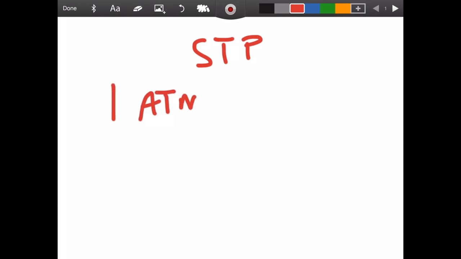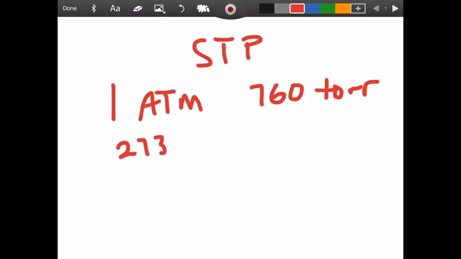Okay, so to get started when dealing with gases, we have to understand that we need to do them in what is called standard temperature and pressure. So, standard pressure is 1 atmosphere, or 760 torr, which a torr is 1 millimeter of mercury of pressure. And the standard temperature will be 273.15 Kelvin. Okay?